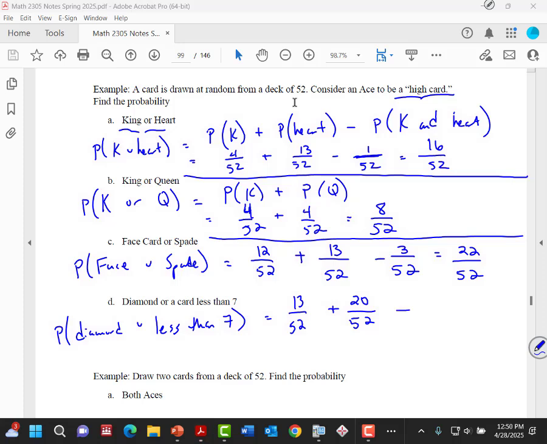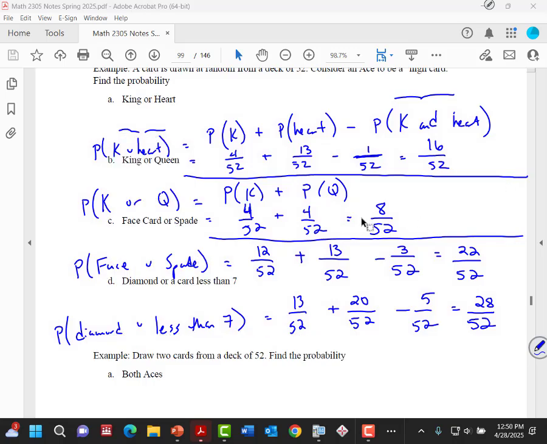Subtract. I have to subtract out the intersection. How many diamonds are less than 7? Diamond and less than 7. Well, that would be the 2, 3, 4, 5, and 6 of diamonds. So that would be 5 cards out of 52. And if I run this through, that is 28 out of 52. This is the probability that I get a diamond or a card less than 7.